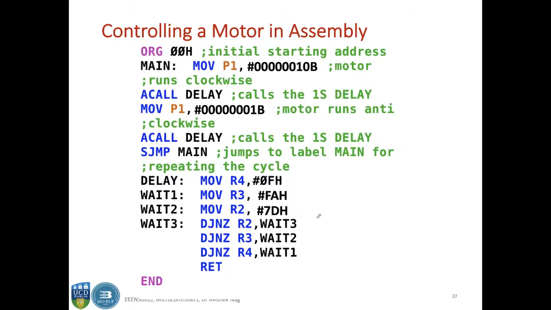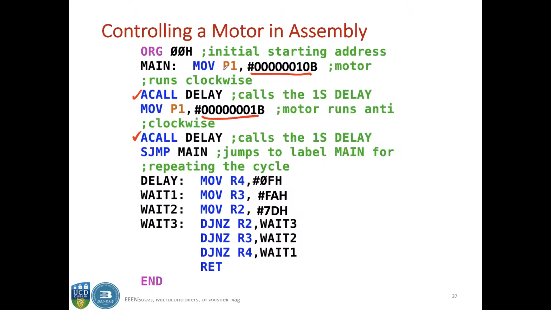So you can write code like this to control the motor assembly. Let's say you can move this binary combination to port 1. So basically your port 1.1 will be activated in this case, and if you move this combination, then port 1.0 will be activated, and you can use a delay in between.